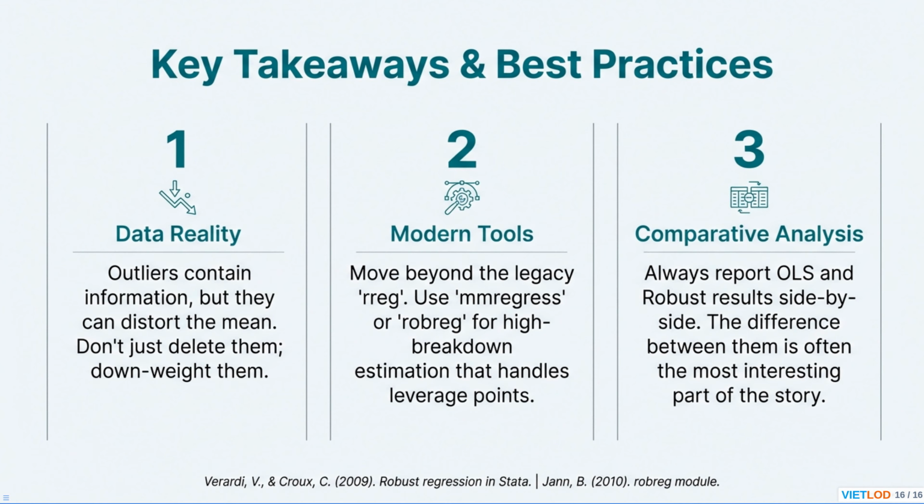Second, it's crucial to utilize modern tools. Move beyond legacy commands like rreg in statistical software. Instead, use advanced high-breakdown estimators such as mmregress or rreg, which are specifically designed to handle the most problematic outliers, known as bad leverage points. Finally, always embrace comparative analysis. Present your ordinary least squares and robust regression results side by side. The true insight and the most interesting part of your story often lie in the differences between these two sets of results, as this reveals the sensitivity of your findings and the influence of extreme observations.